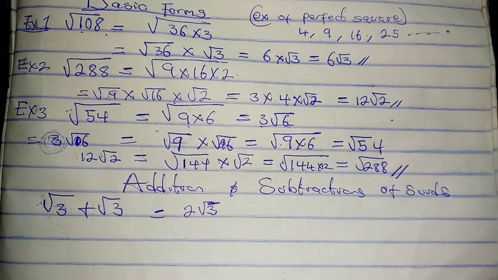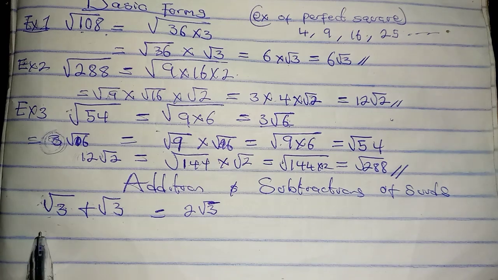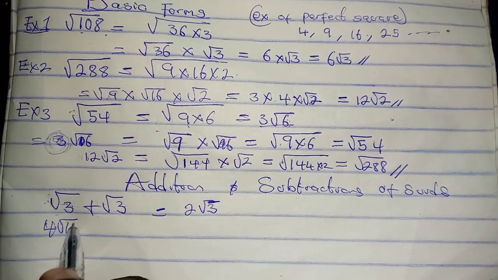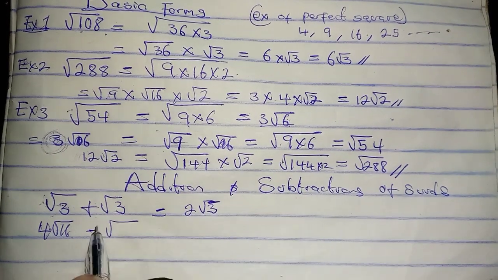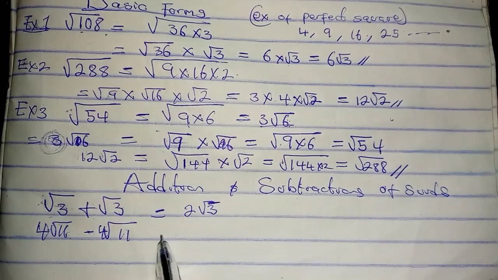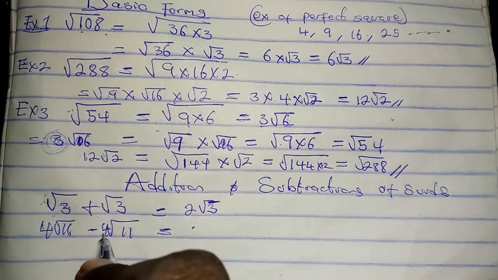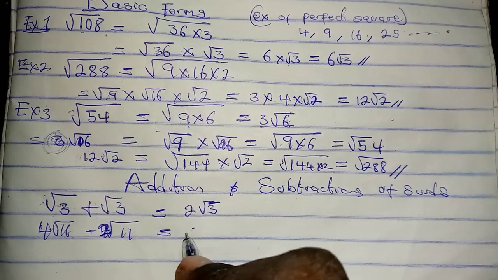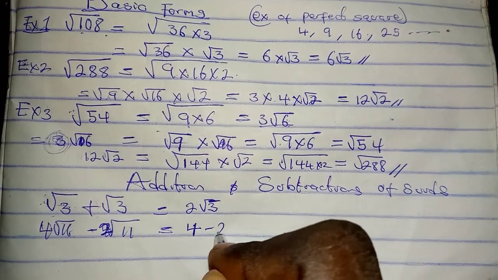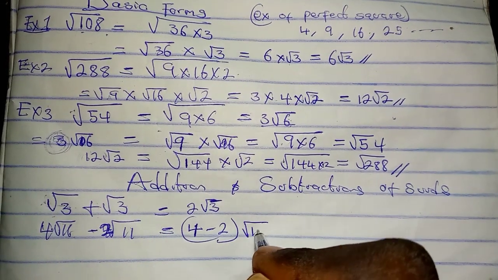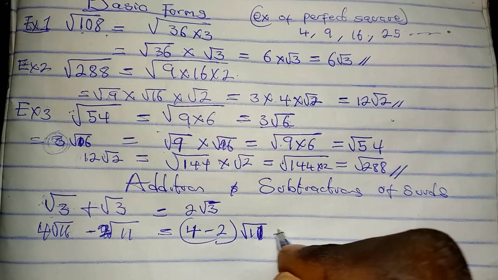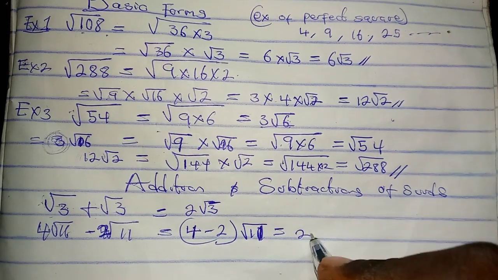Also, you can have a question like this, which is 4 root 11 minus 2 root 11. You can say that they are like terms. Therefore, we say that 4 minus 2, into bracket root 11, which is equal to 2 root 11.